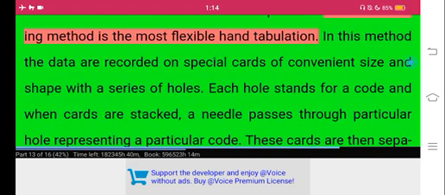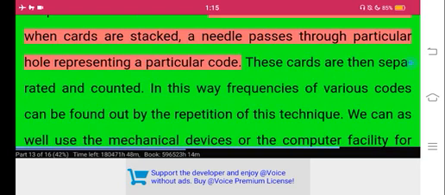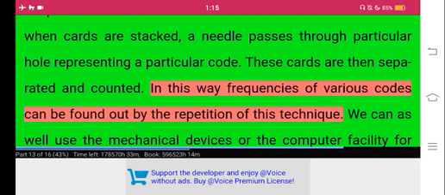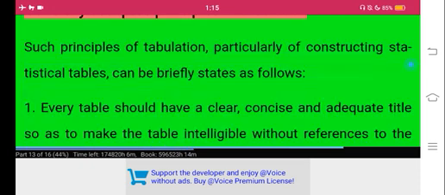The card sorting method is the most flexible hand tabulation. In this method the data are recorded on special cards of convenient size and shape with a series of holes. Each hole stands for a code, and when cards are stacked, a needle passes through a particular hole representing a particular code. These cards are then separated and counted. In this way frequencies of various codes can be found out by the repetition of this technique. We can as well use the mechanical devices or the computer facility for tabulation purpose in case we want quick results, our budget permits their use, and we have a large volume of straightforward tabulation involving a number of cross breaks.